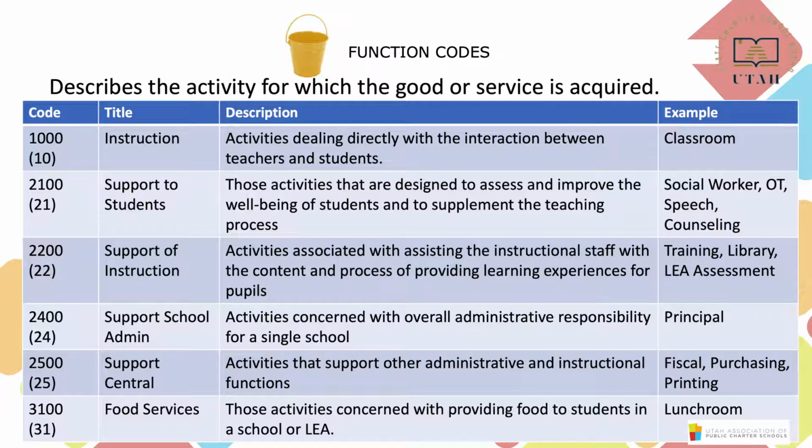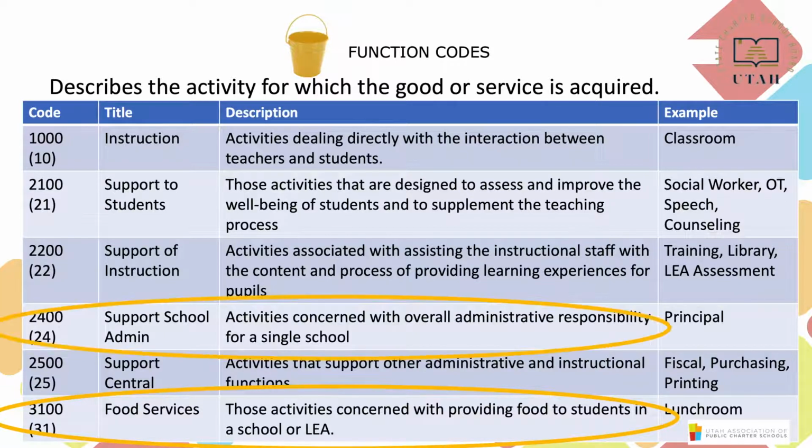What code would we use if we were processing an invoice for food orders for the cafeteria? 3100. What about food for a teacher lunch during conferences? 2400. Because it is concerned with the functions at one school, not at a district level. Why not instruction? Because it's not concerned with classroom instruction.